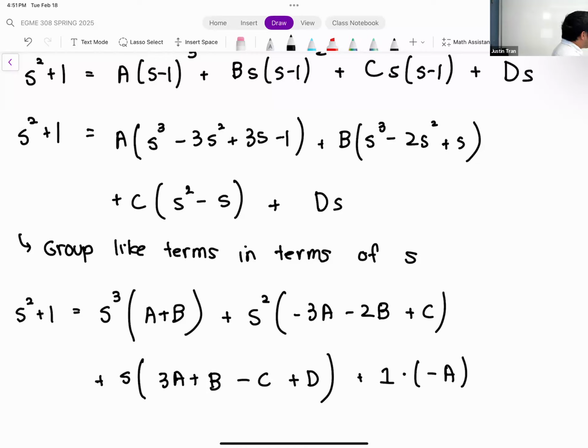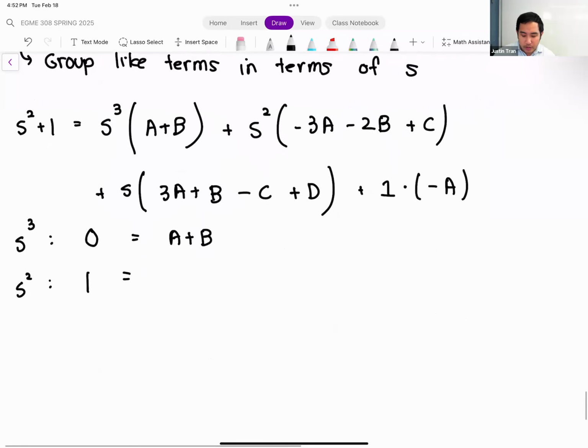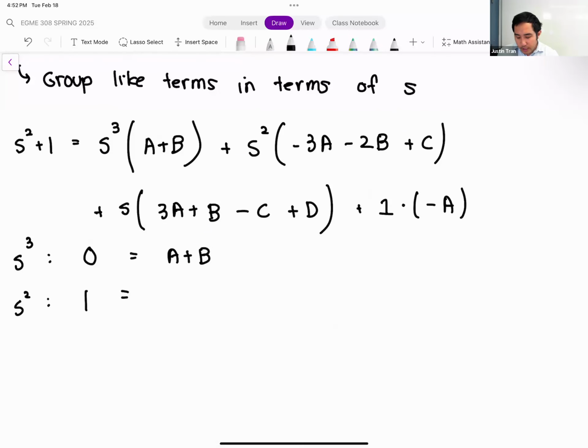So now from this point, we can set up a system. We have four unknowns, and so we need four equations. So let's set up our four equations here. We have the s cubed term. On the left-hand side we don't have an s cubed, so we have 0. This is equal to a plus b. For the s squared term on the left-hand side, we have a 1, since we just have s squared by itself. This is equal to the s squared expression on the right, so this is equal to minus 3a minus 2b plus c.